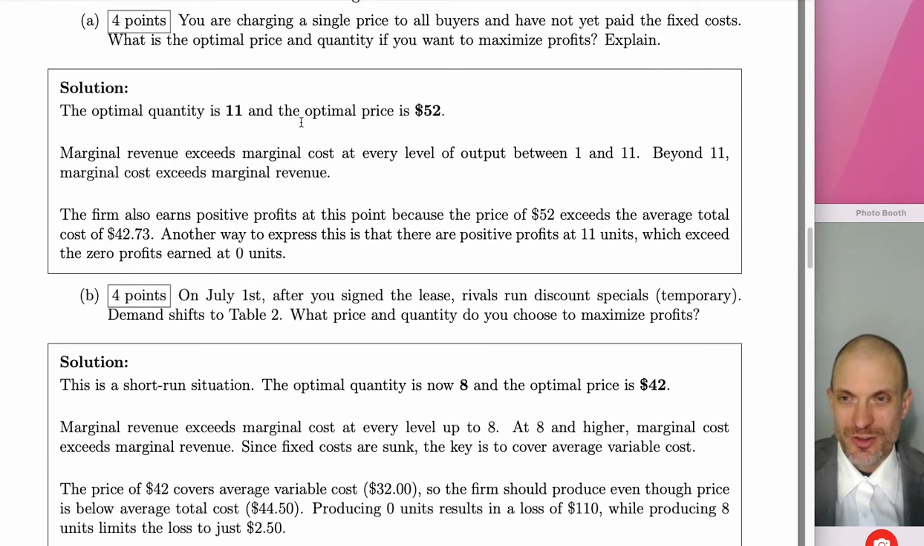So in the solution here, let me just write out what I said. The optimal quantity was 11, optimal price is 52. That was the reasoning, just MR equals MC reasoning. But then we also have to show price exceeds average total cost, right? Otherwise, we'd rather shut down.